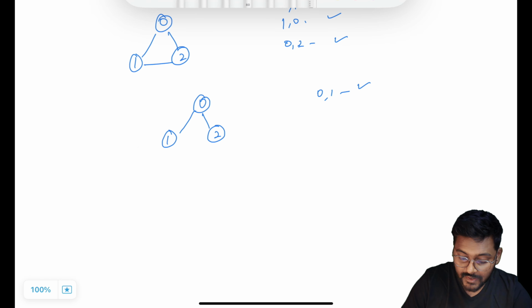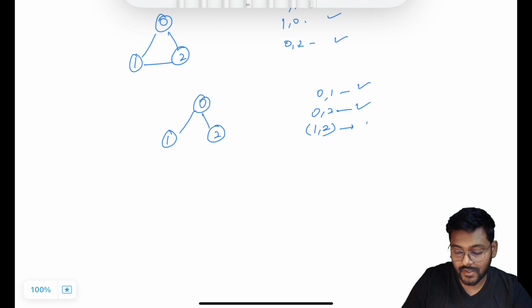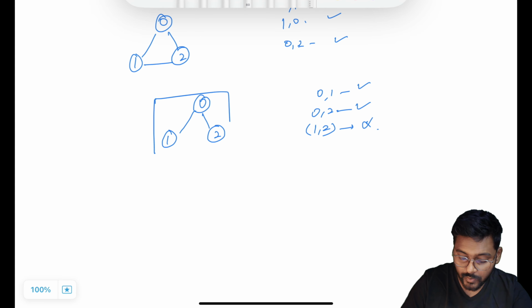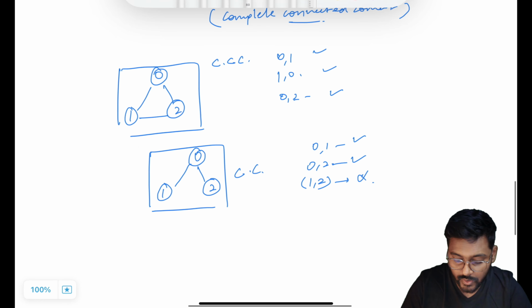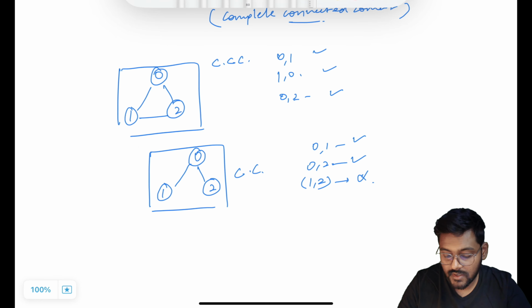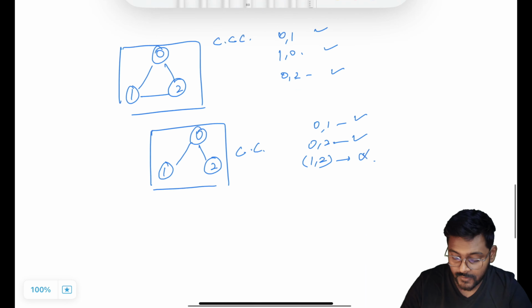0 and 1 is connected directly, yes. 0, 2 is connected directly, yes. 1 and 2, this is not directly connected, it is connected via 0. So this is a connected component, but this is a complete connected component, and what we have to return is the number of complete connected components.